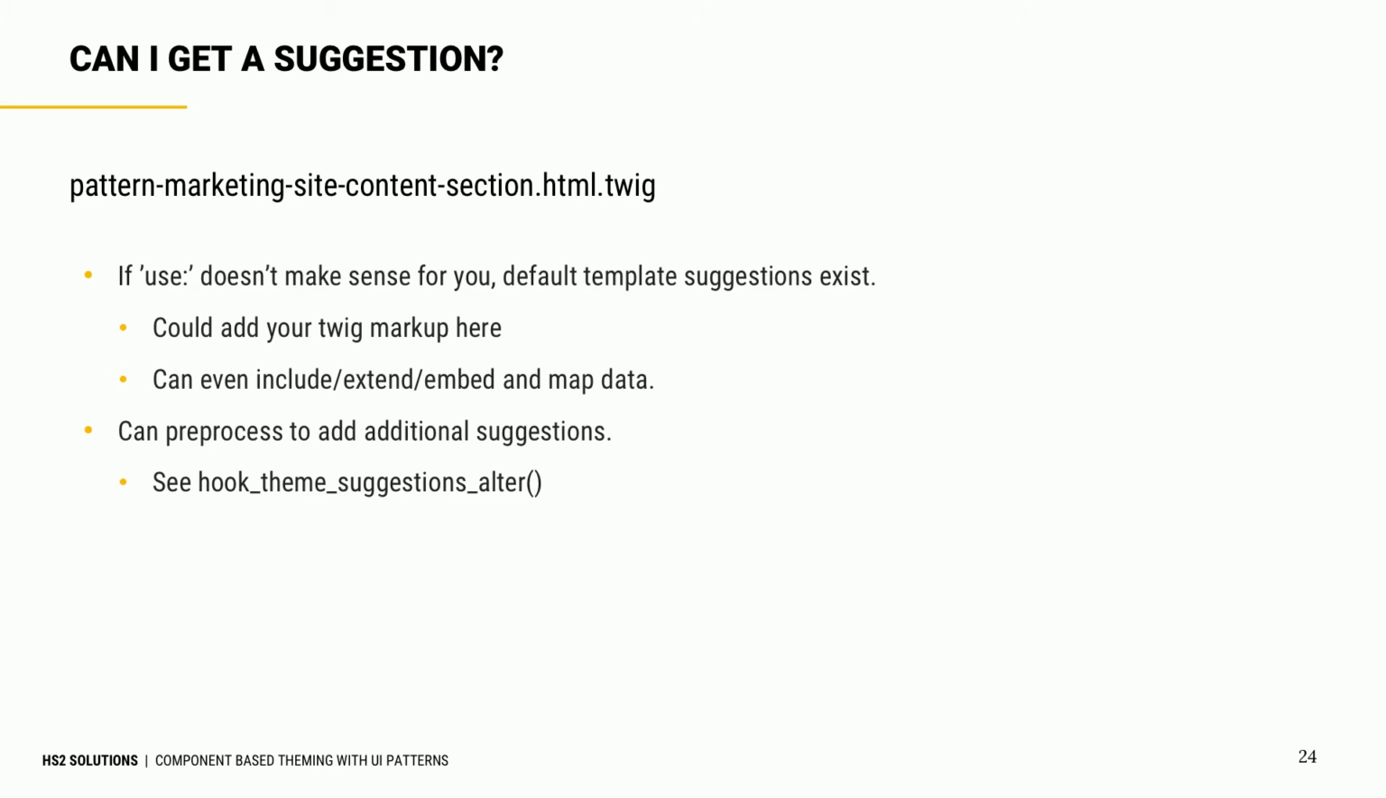And then, as I mentioned, there is a default template suggestion that you get as well. So if that use statement approach doesn't really make sense for you, you can use this default template suggestion. You could add your own markup in that template. You could also include or extend into other Twig templates. Although at that point, it probably starts to feel pretty similar to the Twig mapping approach that we looked at before. And you can also pre-process to add additional suggestions if that's helpful too.